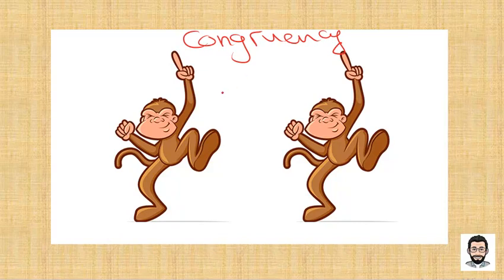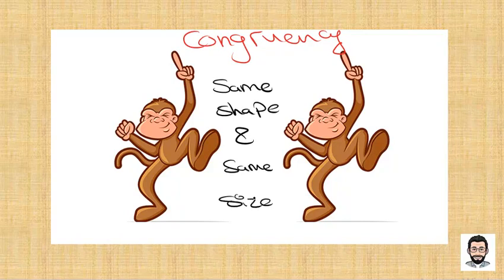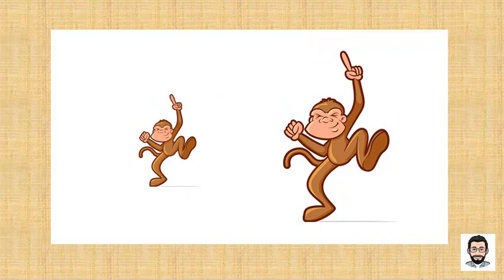Why? Because we have same shape and same size. Okay? But in this picture you're gonna find what? You're gonna find the same position exactly, the same shape of these dancer monkeys. But we're gonna find that the size is different. So we're gonna say here similar shapes. Similar.